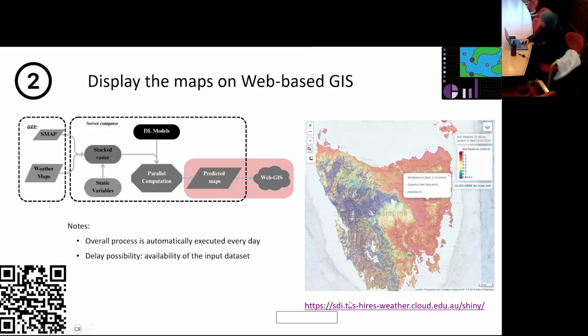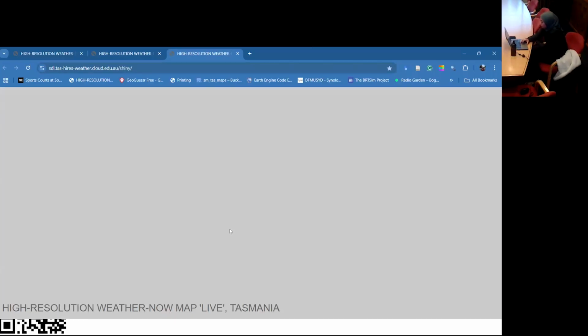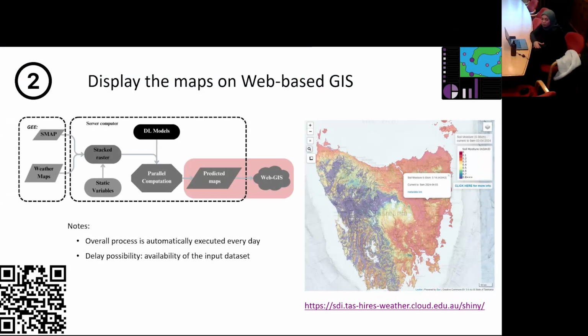At this time, I'm going to show you the website page. If we can click on that. This is the live monitoring system that the Tasmania government has. All the soil moisture maps are available on this link, or you can use the QR code. Yeah, use the QR code if you want to check. Hopefully it's available there.